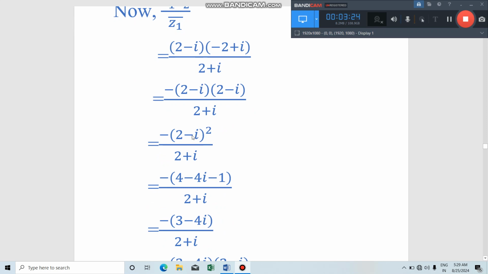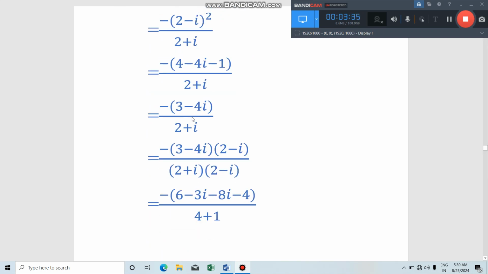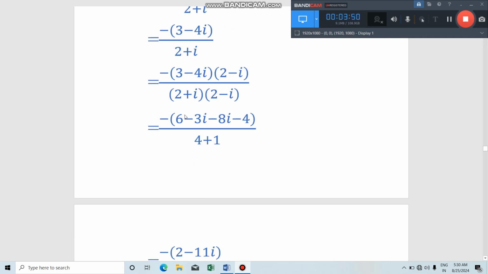So it will become minus of (2 minus i) whole square divided by (2 plus i). So it will become 4 minus 4i minus 1 after simplification. So minus of (3 minus 4i) by (2 plus i). Now minus of (3 minus 4i) into (2 minus i) divided by (2 plus i) into (2 minus i). So we will multiply by the conjugate of 2 plus i. So it will become minus of (6 minus 3i minus 8i plus 4i square). It will become minus 4 divided by 2 square minus i square.